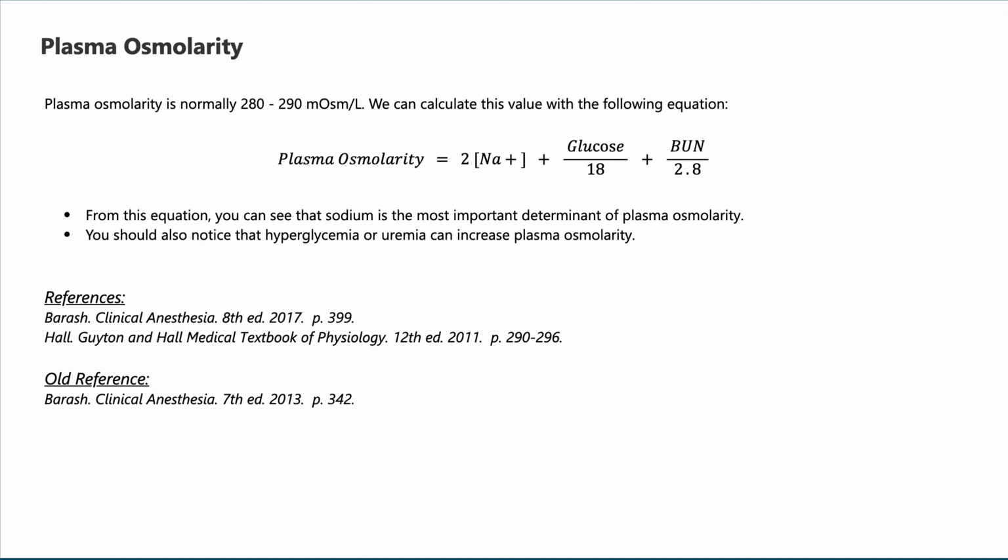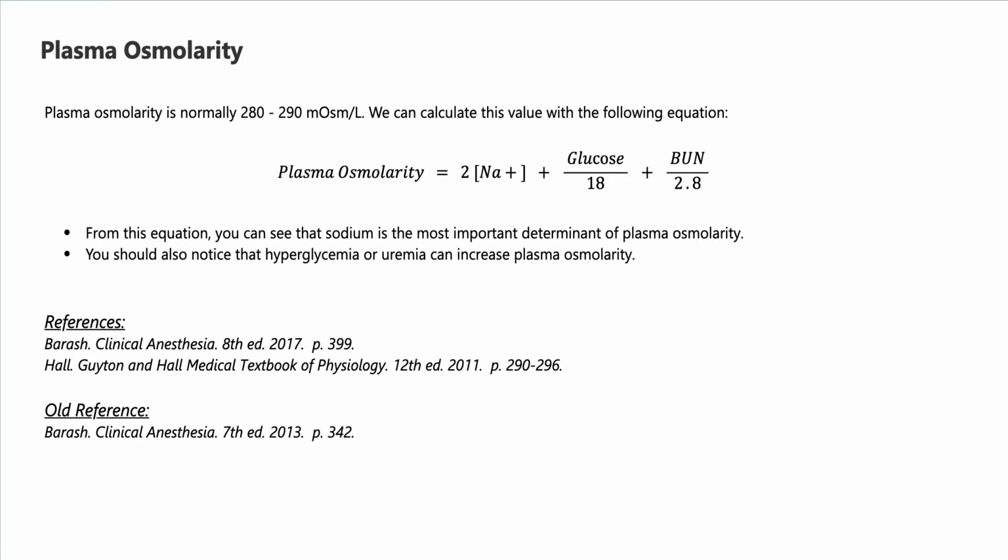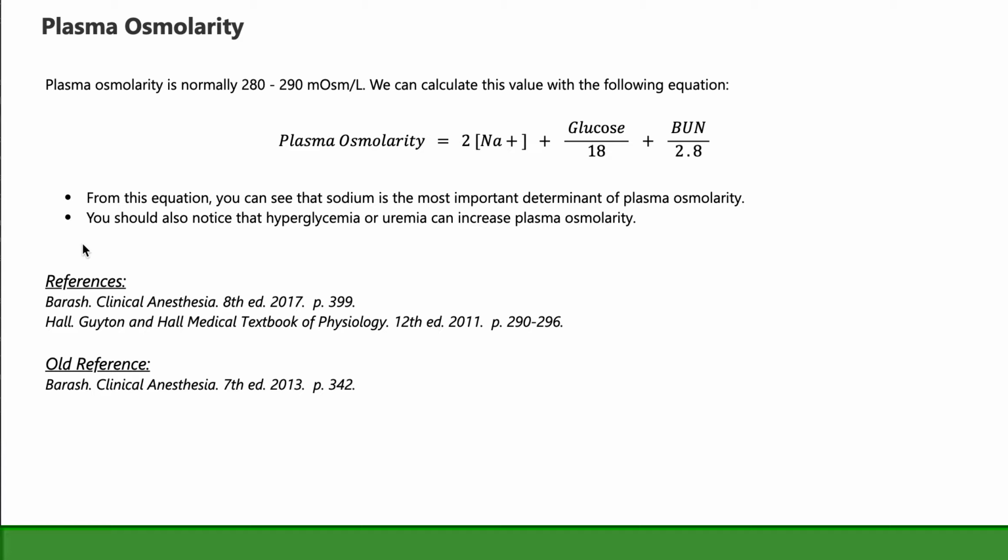Regarding plasma osmolarity, this is normally 280 to 290 milliosmoles per liter. So plasma osmolarity is usually 280 to 290 milliosmoles per liter. And we can calculate this value with the following equation. Plasma osmolarity equals the sodium times 2 plus glucose divided by 18 plus BUN divided by 2.8. From this equation, you can see that sodium is the most important determinant of plasma osmolarity. You should also know that hyperglycemia or uremia can increase plasma osmolarity.